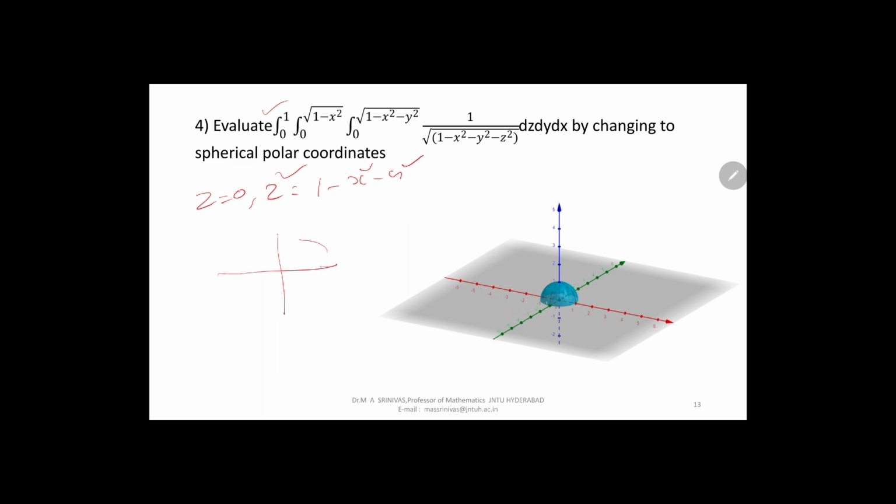y equal to root over 1 minus x square means x square plus y square is 1. x square plus y square is 1 is a circle, but he has taken from y equal to 0 only, y equal to 0 to this. Only the first quadrant he is considering here. And x varies from 0 to 1. The x limits are 0 to 1. So the projected region falls here, whenever in space you take only the first octant.